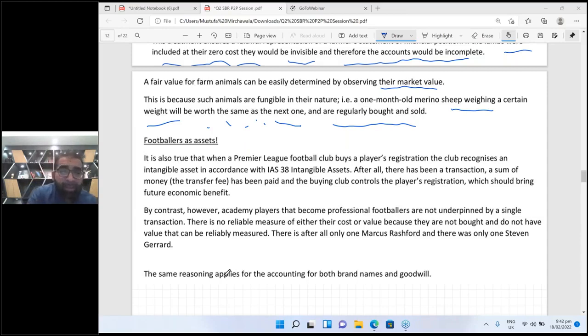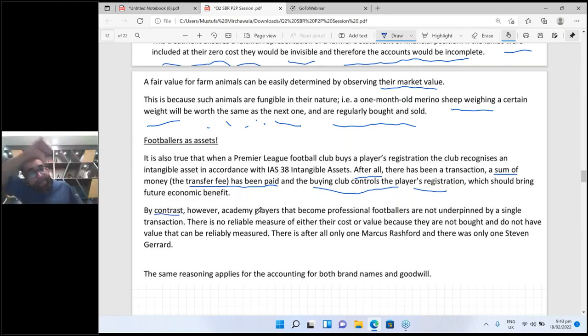Now read it. It is also true that when a Premier League football club buys a player's registration, the club recognizes an intangible asset in accordance with IAS 38. After all, see the logic. There has been a transaction, a sum of money, the transfer fee has been paid, and the buying club controls the player's registration, which should bring future economic benefits. So yes, whenever you buy an external player, you record it.